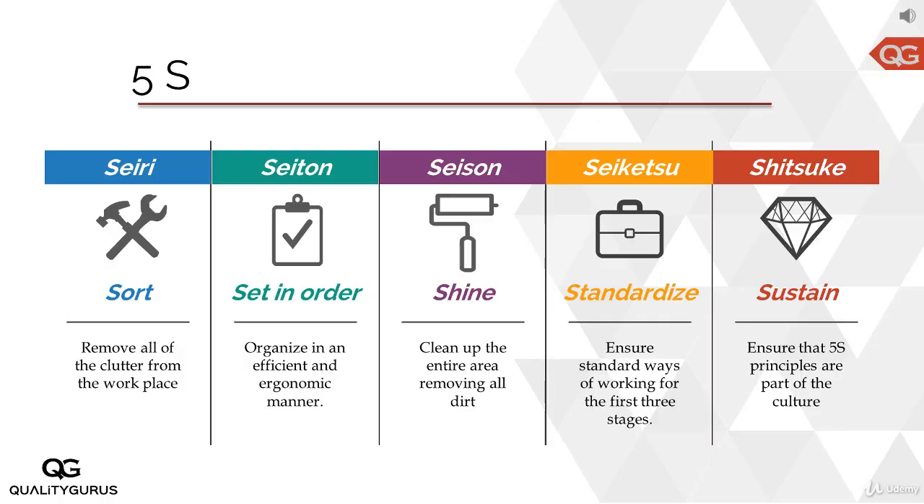So the first step would be sort, second step would be set in order, third step is shine, fourth is standardize and fifth is sustain. And what that means is that you need to keep your workplace organized. So if you are a worker doing some assembly or you are working on an office job, whatever job you are doing, you need to keep your workplace organized. And what are the ways for that?